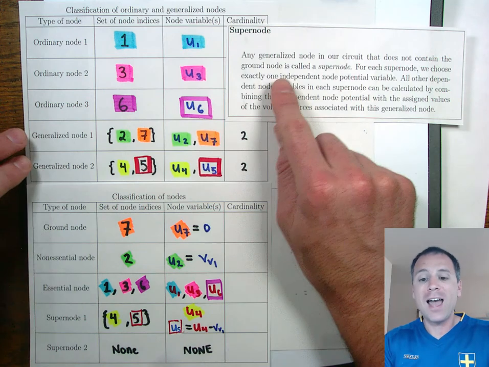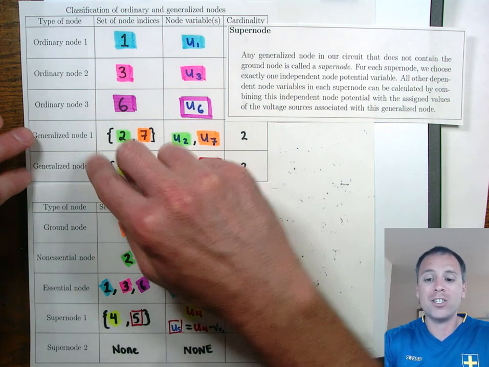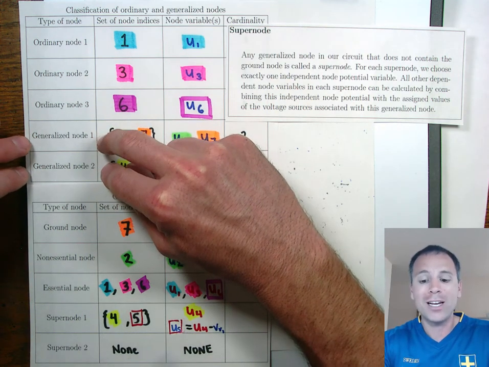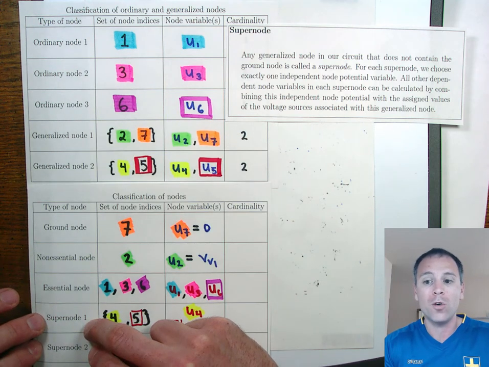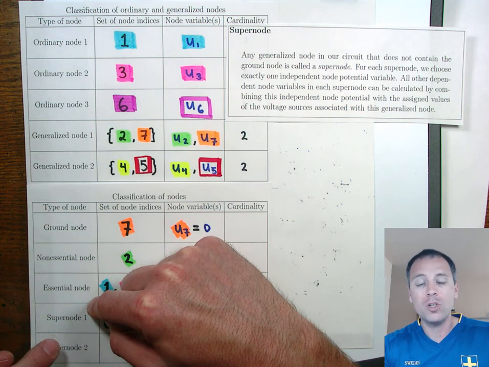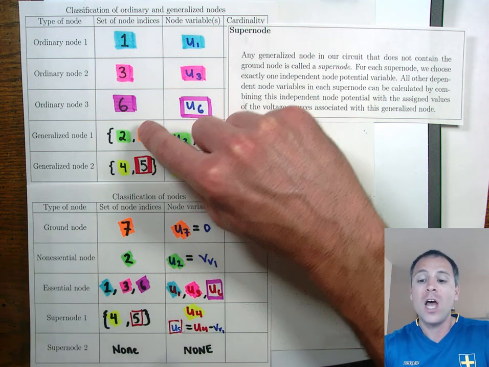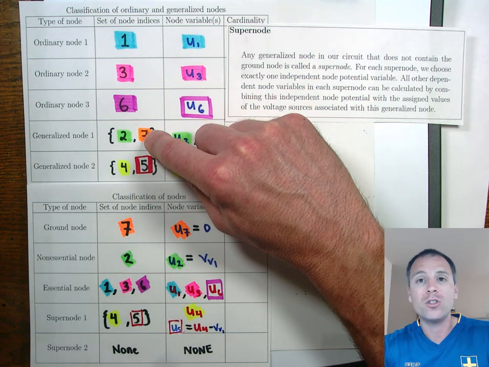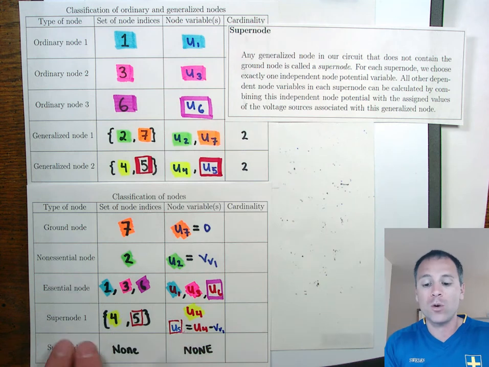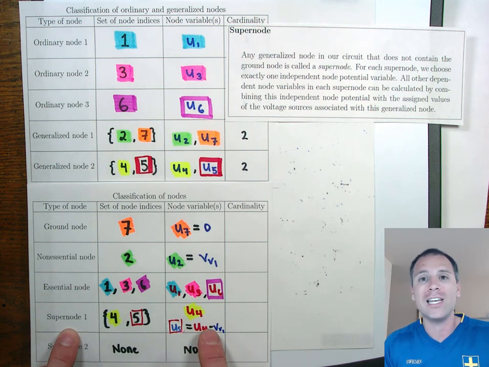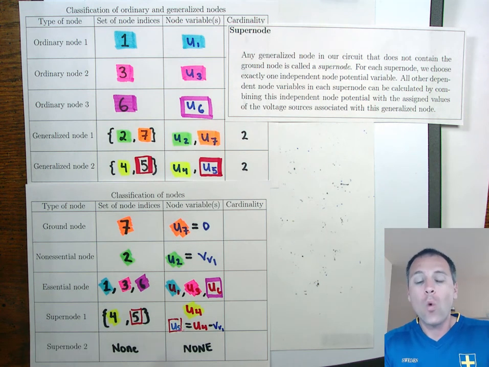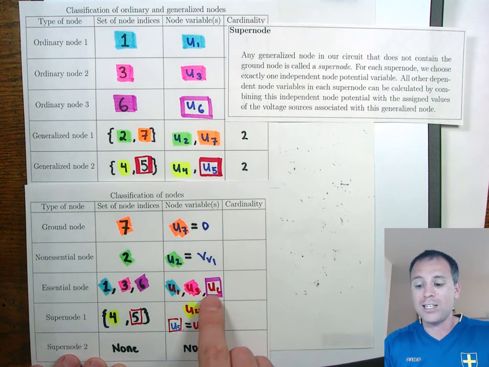2. Because each supernode comes from a generalized node, and this circuit had two generalized nodes, it could have at most two supernodes, but generalized nodes only become supernodes if they do not include ground. The first generalized node includes ground, so it is not a supernode. In other words, we only have one supernode in this circuit. Moreover, we have now just specified the independent entries of the node potential vector that completely classify our circuit. Those are U1, U3, U6, and U4.